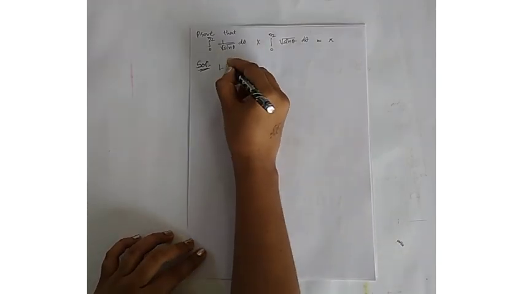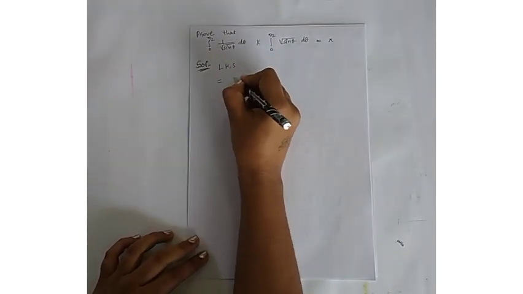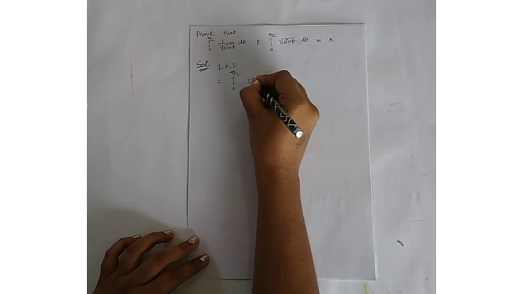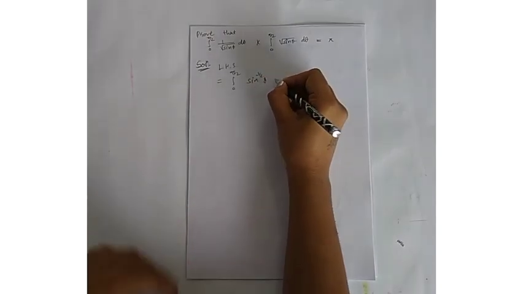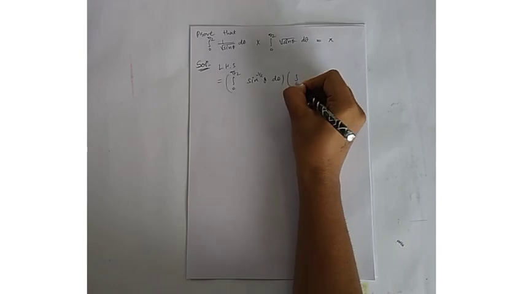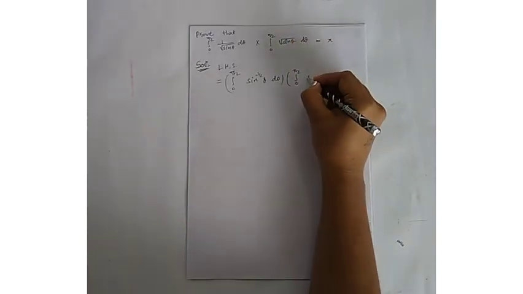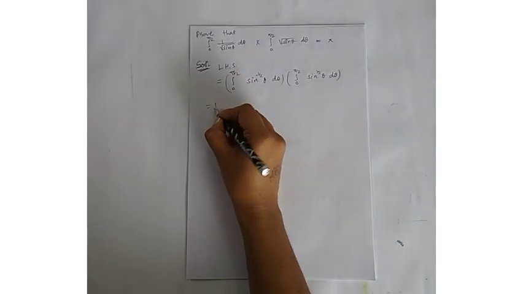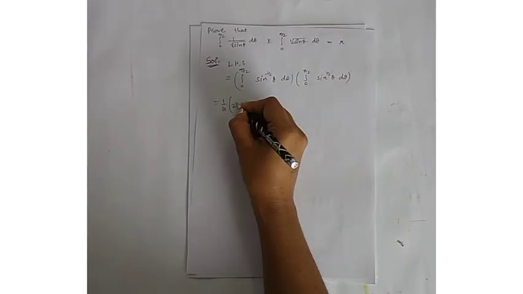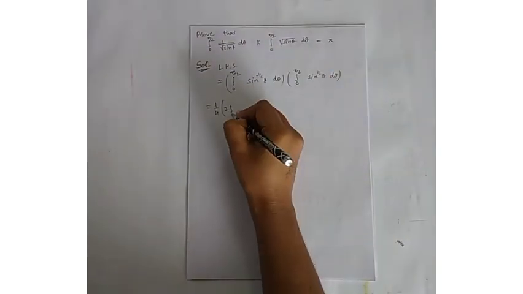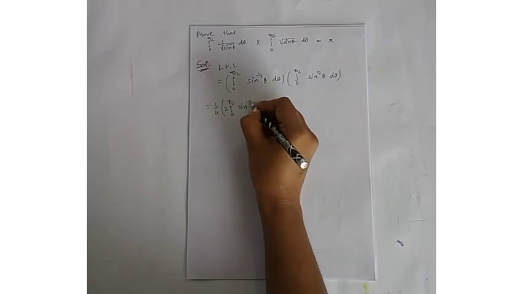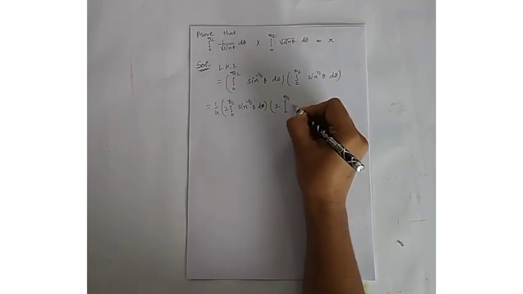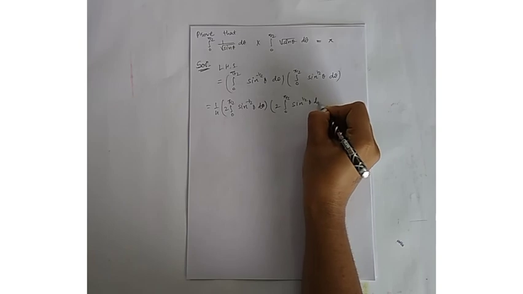For solution, LHS is equal to the integration with limit 0 to pi by 2. I write it as sin to the power minus 1 half theta d theta, and the integration with limit 0 to pi by 2, write it as sin to the power 1 half theta d theta. So it is equal to 1 by 4 into 2 into integration with limit 0 to pi by 2 sin minus 1 half theta d theta, into 2 into integration with limit 0 to pi by 2 sin 1 half theta d theta.